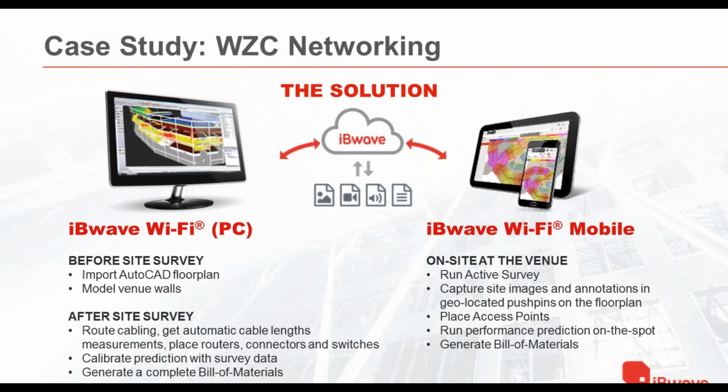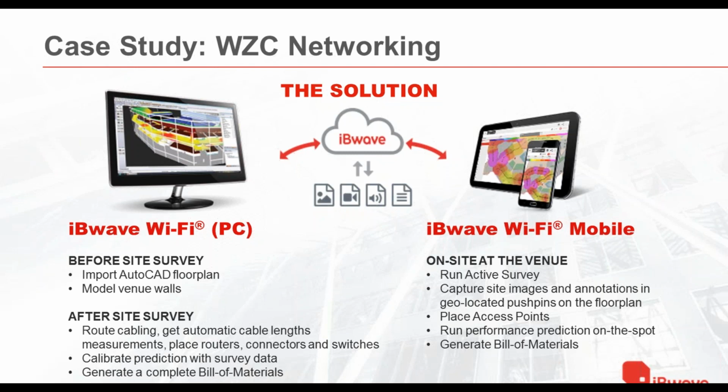What they did is, before going to site, they very quickly imported their AutoCAD file into the PC. They modeled the venue walls, and then saved that to the cloud, where one of their field technicians opened up the project on the mobile app. They did an active survey, going through the convention center, capturing site images, and making their notes and annotations. They started to place access points on the floor plan, and ran their predictions on the spot to get an idea of how the network would perform. They even generated a bill of materials right from the mobile app on site.